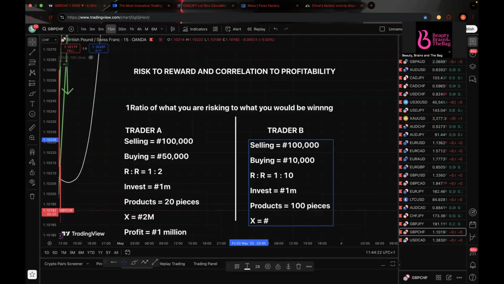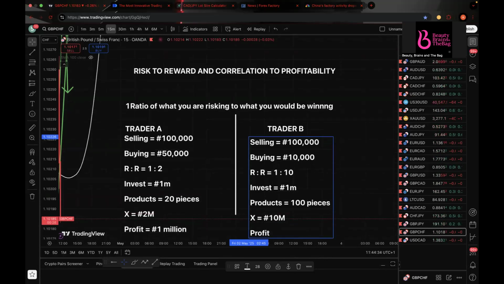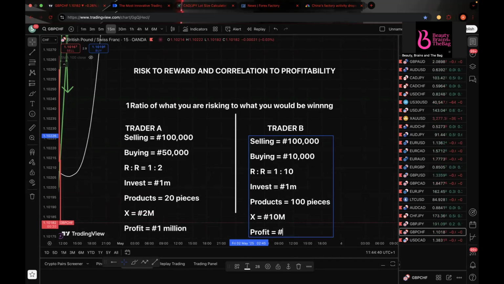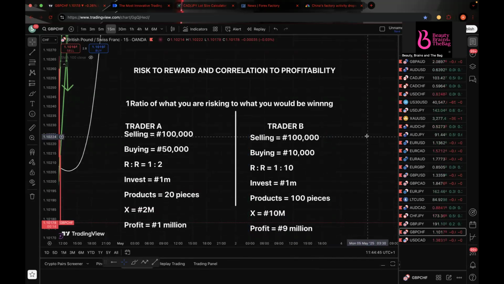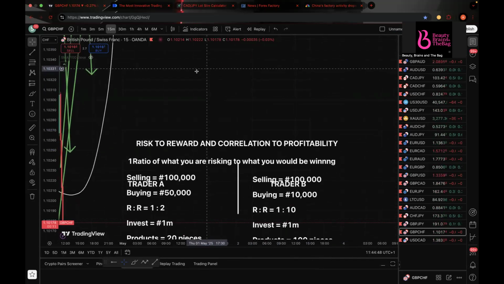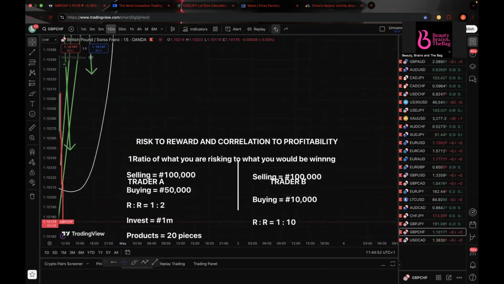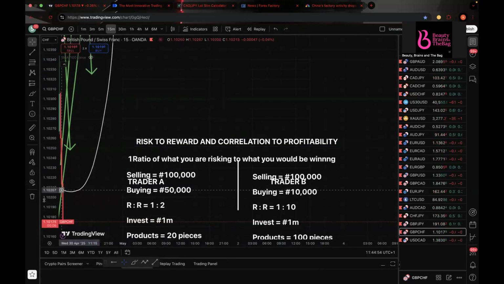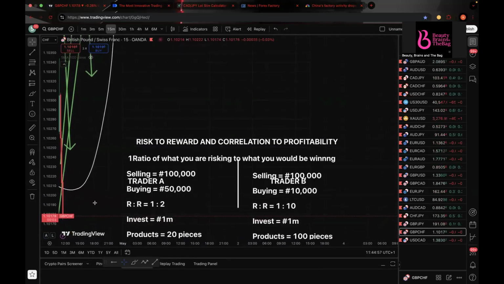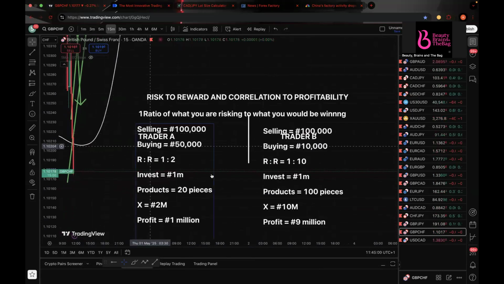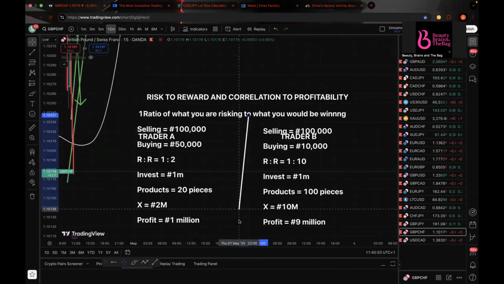Are you seeing? 10M. So the moment he removed the 1 million naira he got as a loan, he's left with a profit of 9 million naira. Now, who is more profitable in both of them? Among the two traders, who is more profitable? Let me know in the chat box.